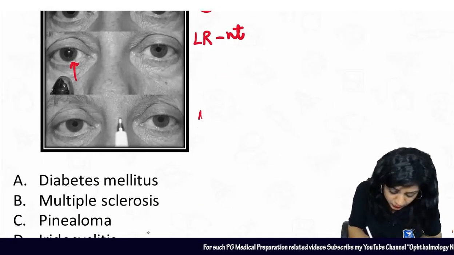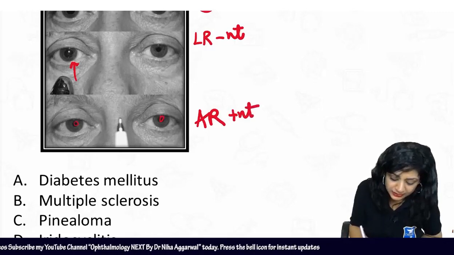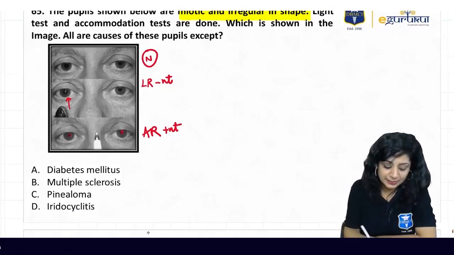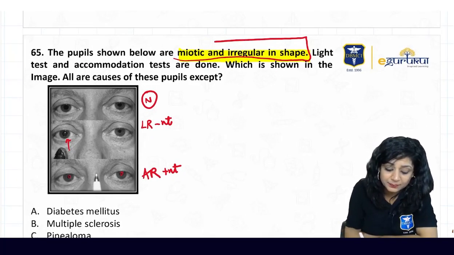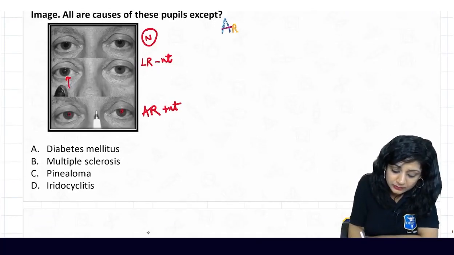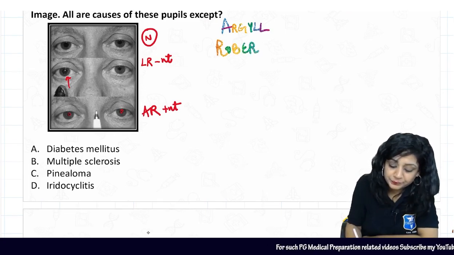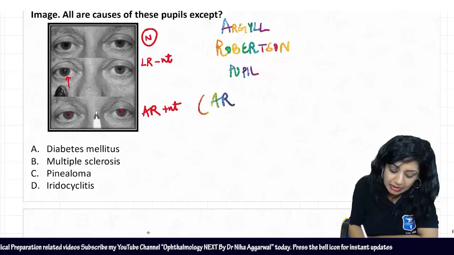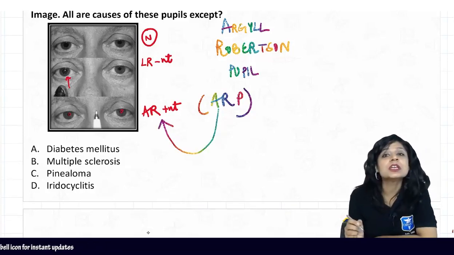But when the person is doing the accommodation reflex, can you see the size of the pupil is much smaller? So accommodation reflex present. I think now it's very, very simple. Where do you get the light reflex absent in both the eyes, accommodation reflex is present, and therefore the pupils are miotic and irregular in shape? What is this called as? This is called as the Argyll Robertson pupil, which is also called as the ARP, and you can also remember it as accommodation reflex present.